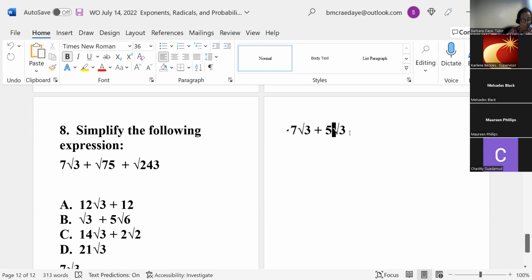And what was the other one? 9 times the square root of 3. Now add up the coefficients. What do they add to, Mercedes?